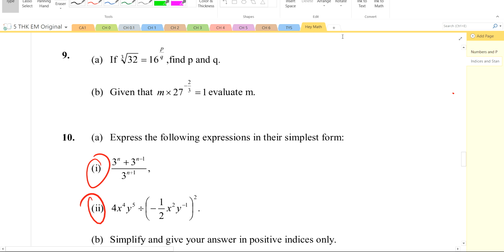Make the bases the same and then compare the power. How do we make the bases the same? What could the base be? What are the current bases? What are the current bases that you see? 16 as well as 32.